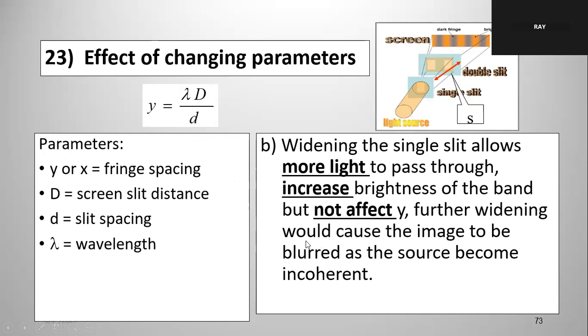Further widening will cause the image to be blurred as the source becomes incoherent. Right? Cannot widen too large. Too large, it becomes an incoherent source. No more coherent source anymore.